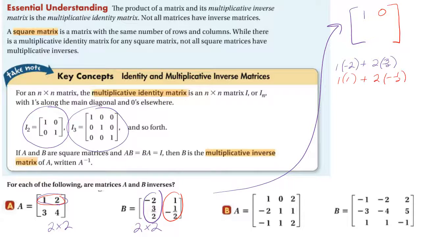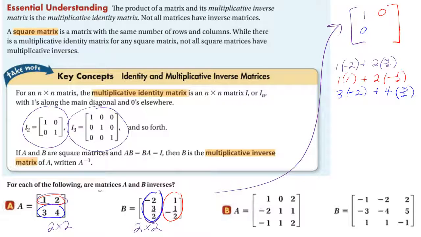Now we're going to go to the second row, first column. So 3 times negative 2 plus 4 times 3 halves, which gives me negative 6 plus 6. Oops, I forgot, you couldn't see my negative. So we have a 3 times negative 2 is negative 6 plus positive 6 gives me a 0.